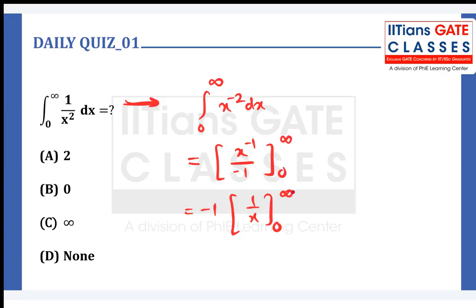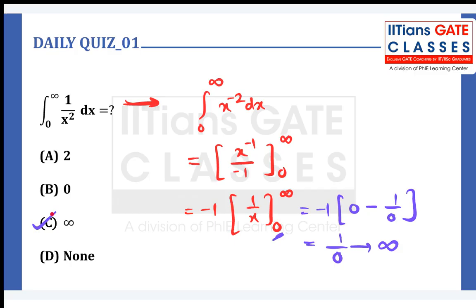So the upper limit infinity is okay because 1 by x tends to 0 there. But this lower limit, if you put it, that becomes 1 by 0 form. Okay, so that blows up. That negative sign goes away because basically it is minus 1 into 0 minus 1 by 0. So basically it is 1 by 0. And for the sake of solution of this problem, you can take option C because it is going to infinity.